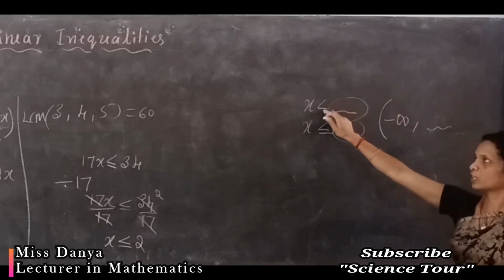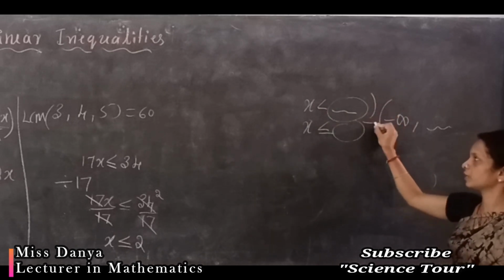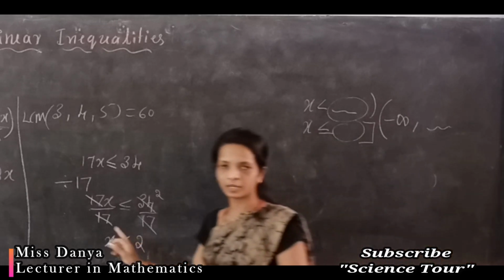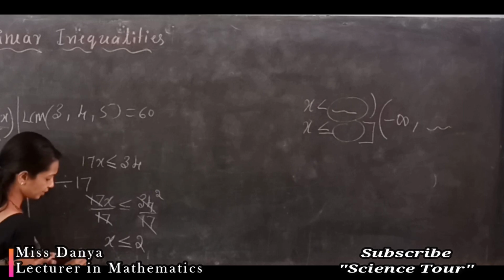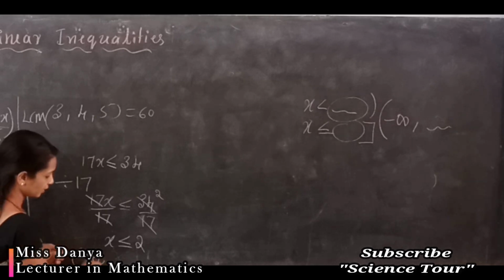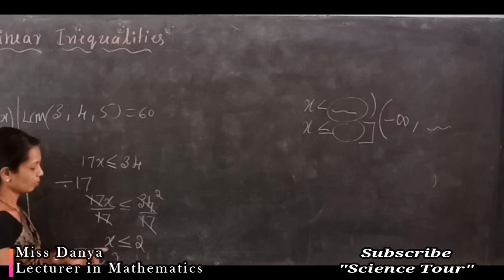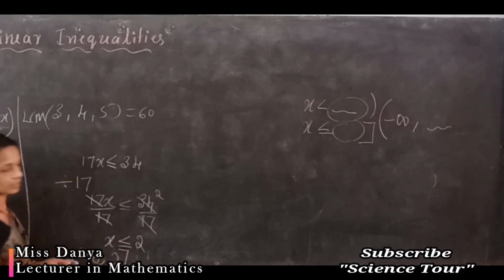If a strict symbol is there, you have to use a round bracket. If a slack symbol is there, you have to use a closed bracket. Now we have less than or equal to. So what will be the first number in the interval? That is minus infinity. Always on the minus infinity side you have to use an open bracket. Next put a comma, and the number you got here, that you have to write: 2. And since you have a slack inequality, you have to use a closed bracket.